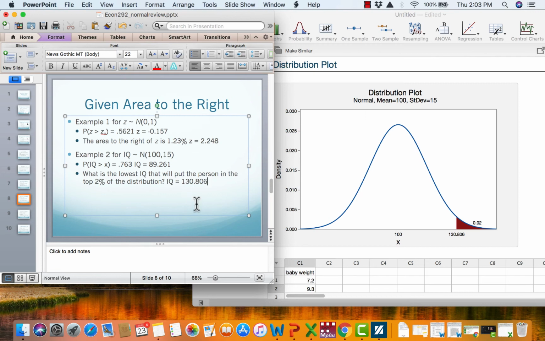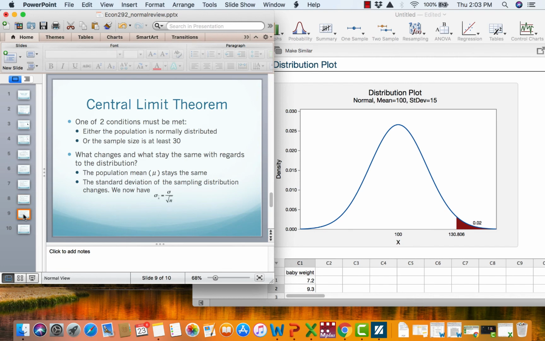If we wanted to round it to the hundredth, it would be 130.81. Okay, so just keep that in mind. If we wanted to round to the integer, it would be 131. All right, so let's move on into the central limit theorem.